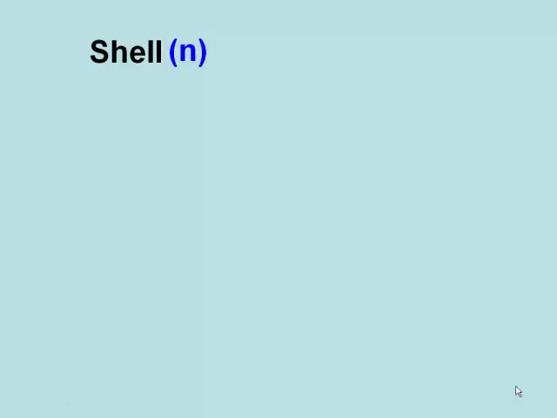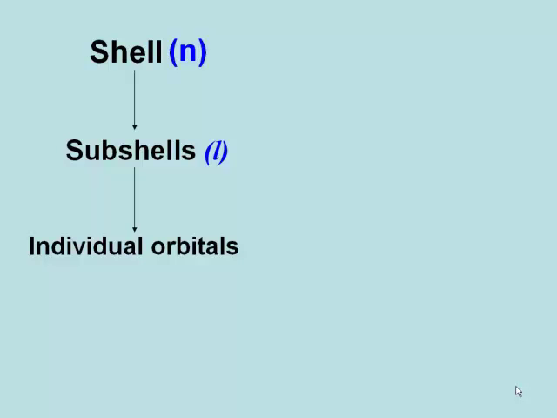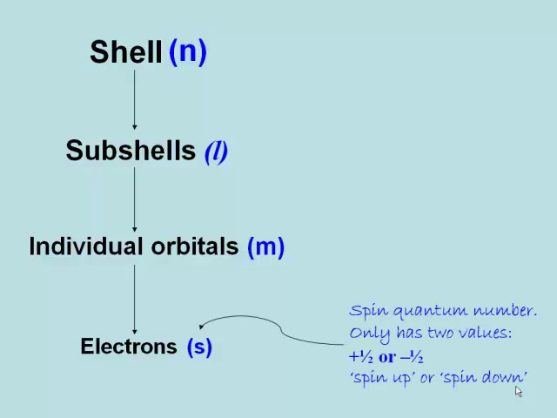So in summary, we have broken down the shells into subshells, which are further broken down into individual orbitals. Each of them has their own distinct quantum number. The individual orbitals are regions around the nucleus where the electrons would be found. Each electron has a spin quantum number denoted by S. This spin quantum number describes the spin of each electron. The spin quantum number S can either be plus a half or negative a half, otherwise called spin up or spin down.